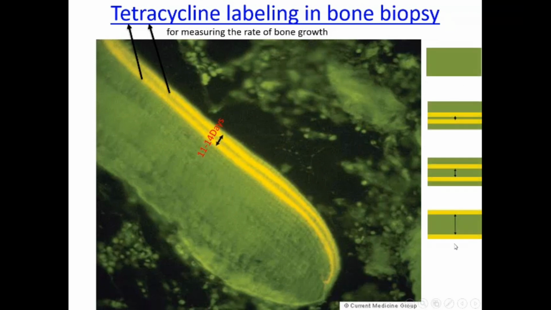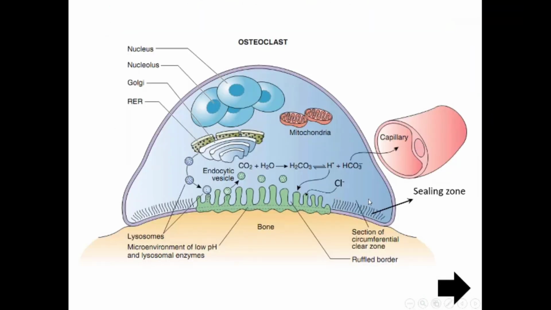For example, here you can see that when we have very close bright lines, it means we have a very low rate of bone formation. When we have very distant lines, it means we have a high rate of bone growth. And when we don't have any line, it means we don't have any bone formation. For example, in this part we don't have bone formation, just in this part we have bone formation.